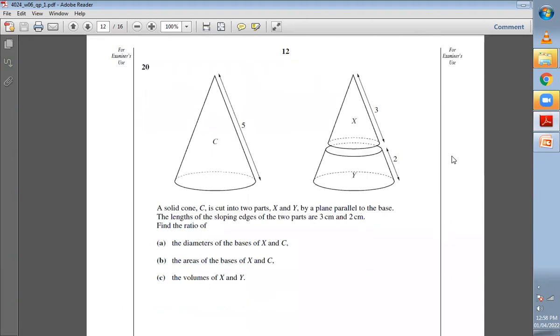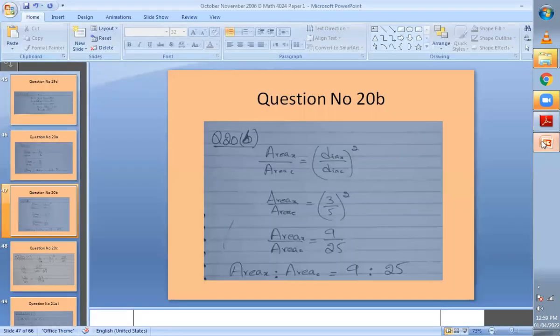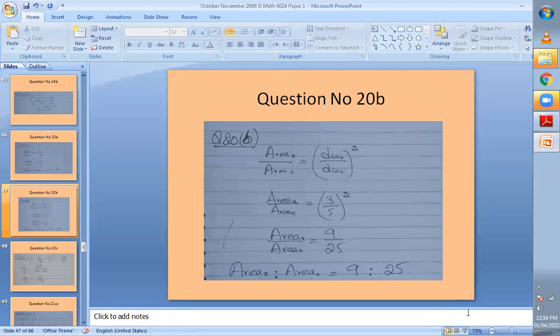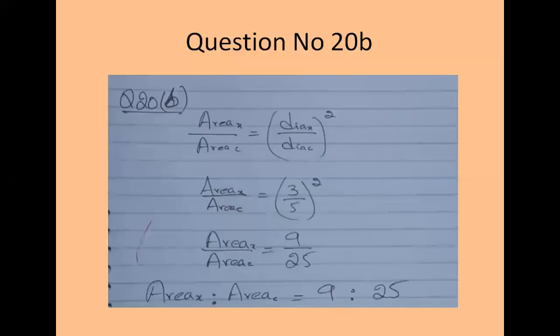He says the volume of X and the volume of Y. Now he's asking you the ratio of the volume of X and the volume of Y, but they are not similar to each other. So we will play a trick here. First of all, I will find the ratio of the volume of X and C. And from C, if you subtract X, that will give you Y. Then I will be able to find out the ratio between X and Y. So let me show you the trick, how we do this.